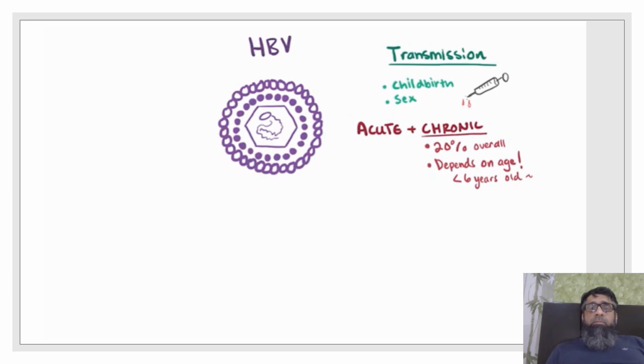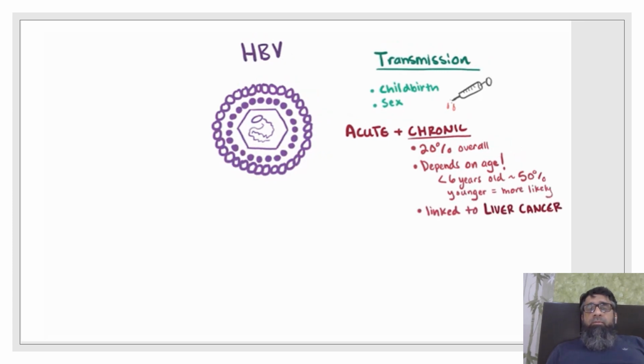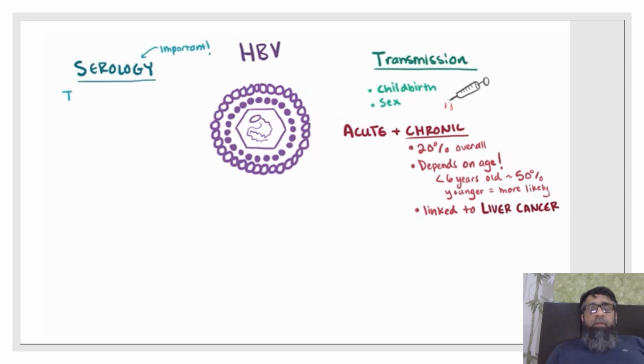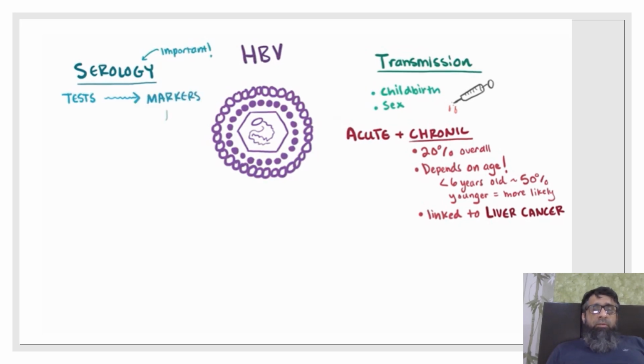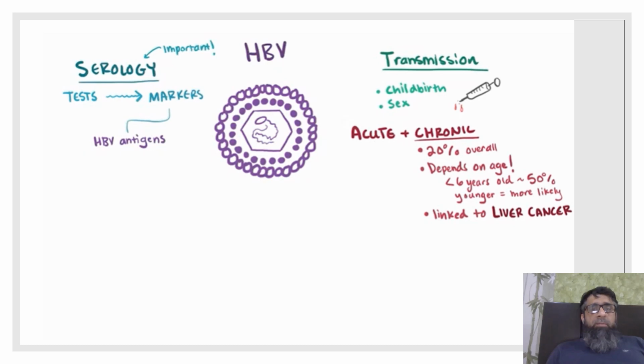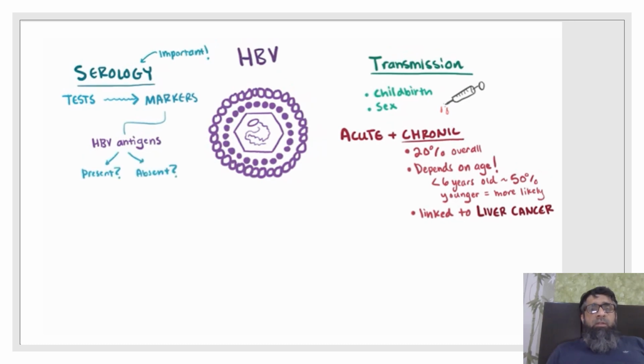Hepatitis B virus chronicity depends upon the age of acquisition of hepatitis B. If the age is less than 6 years, 50% are likely to go to the chronic phase, and it is also linked to liver cancer. It is important to remember the serology for hepatitis B. There are a few test markers available, like hepatitis B virus antigens. They may be present or absent.